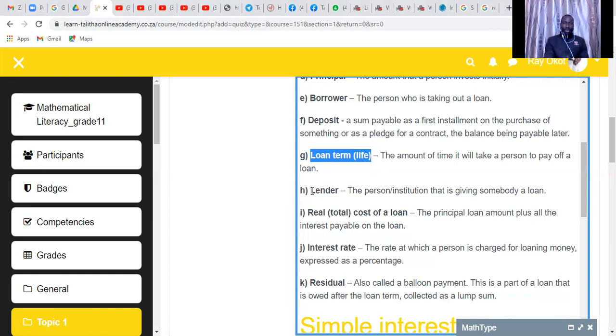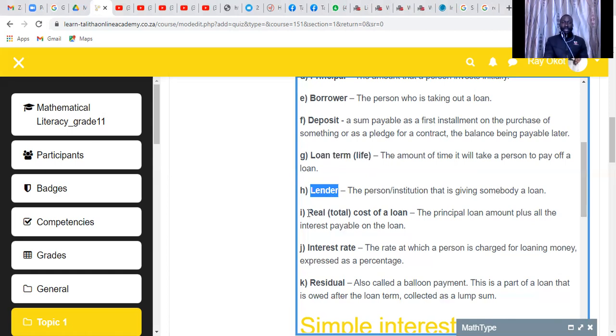The other term that we want to look at is called the lender. Now, the lender is the person or institution that is giving somebody a loan. Okay, so when you find an institution or someone who is giving out a loan, this person is called a lender.